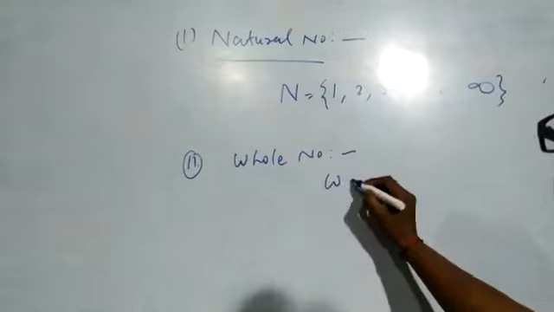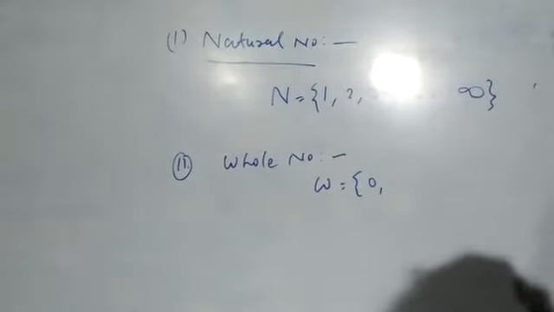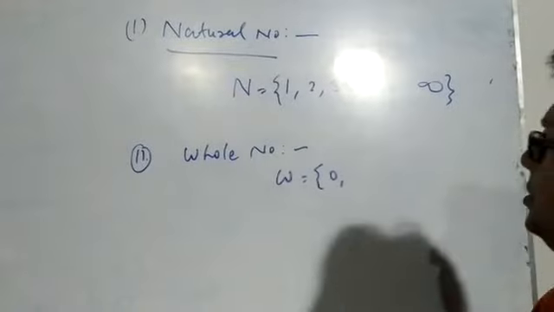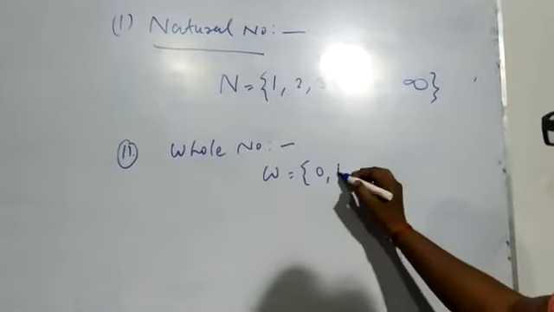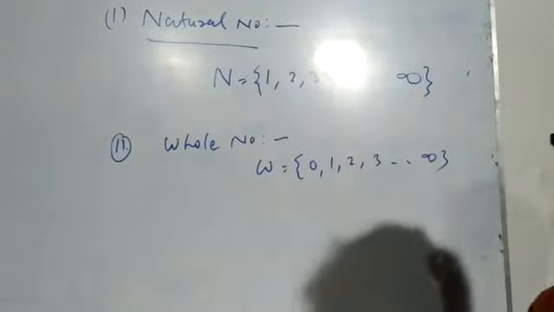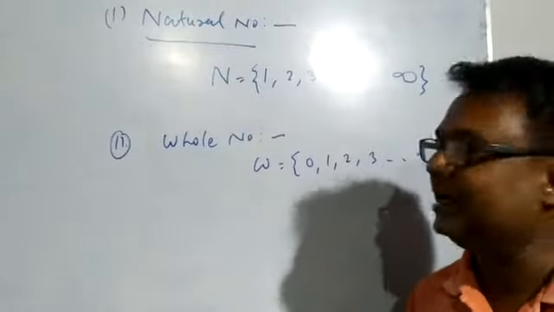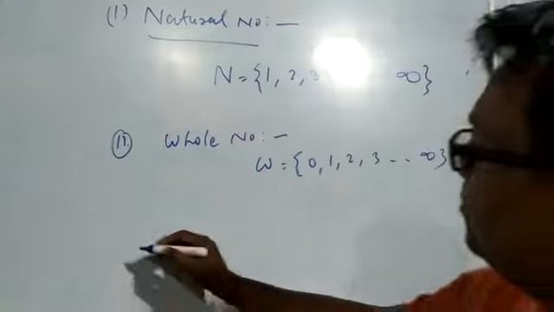Whole number means that we can write it like this, if we put the values 0, 1, 2, 3 to infinity, that is called whole number. It means the numbers which start from 0 to infinity are called whole numbers.